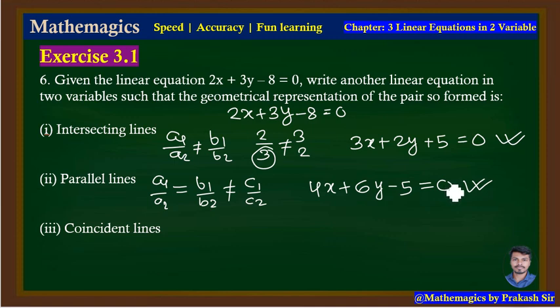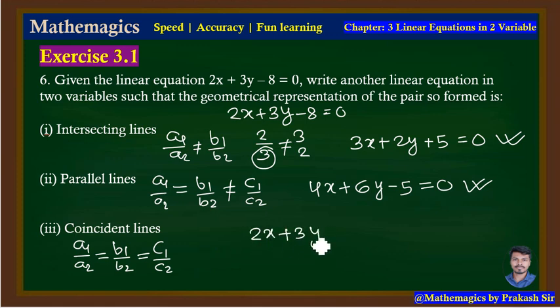the baseline. Now we are taking the coincident lines, and coincident lines are always, that is a1 by a2 is equal to b1 by b2 is equal to c1 by c2, when all the three ratios are the same. So it is so simple to calculate. We can take any multiple of the first equation, as the first equation is 2x plus 3y minus 8 is equal to 0. So we can take any multiple of it.